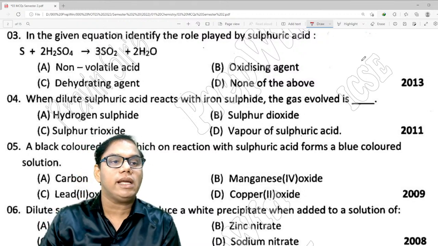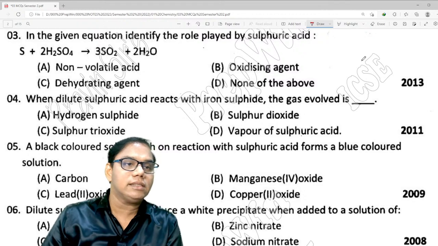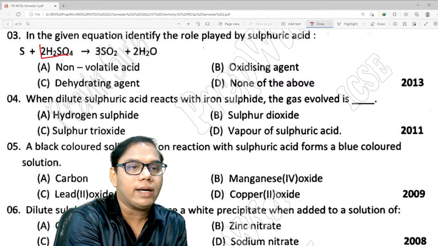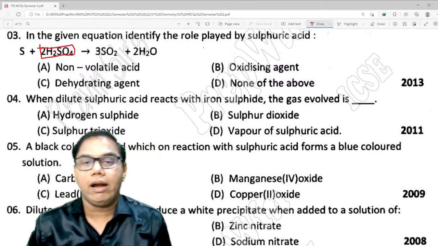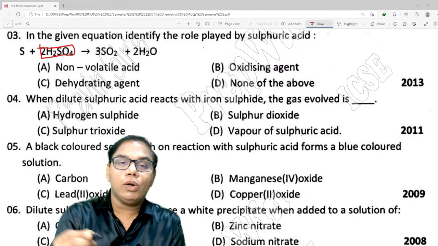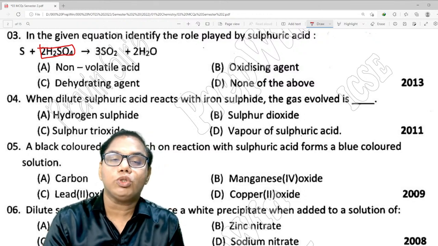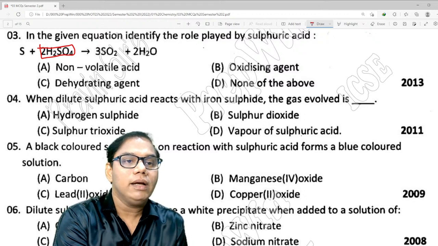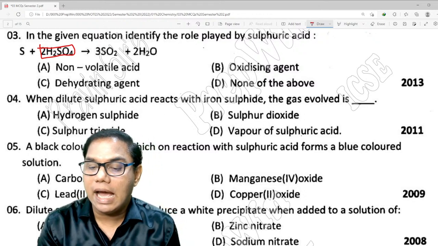Question number 3, what is the correct answer? Kya kiya isne? Sulfuric acid ne kaun sa role play kiya? Is it non-volatile? Non-volatile, definitely not. Yes, sulfuric acid is a non-volatile acid, but a non-volatile acid is used to prepare a volatile acid. So SO2 or H2O, we don't see any acid over here.